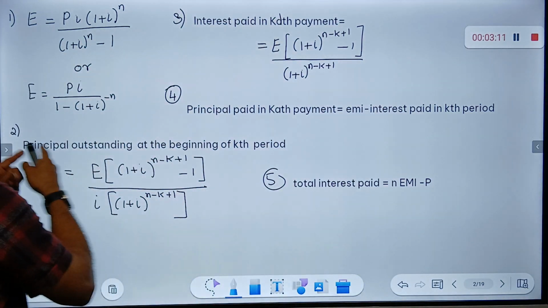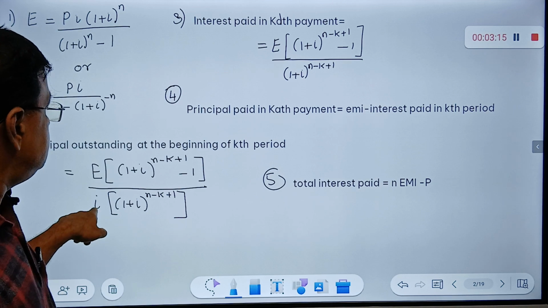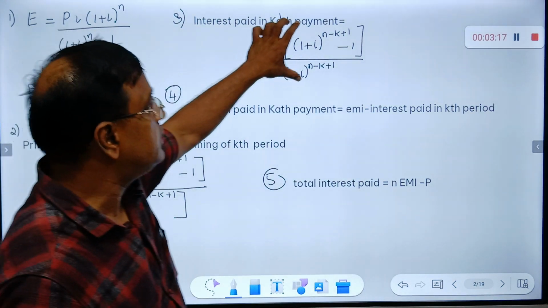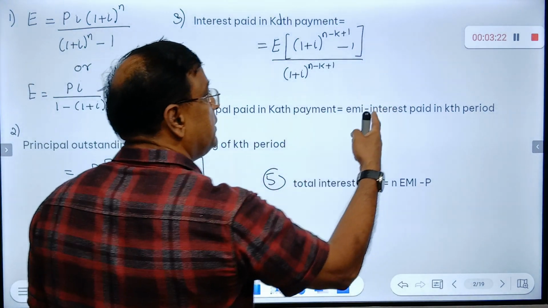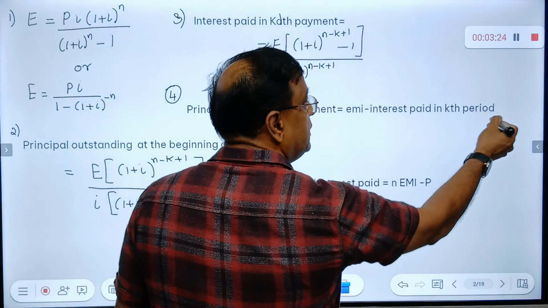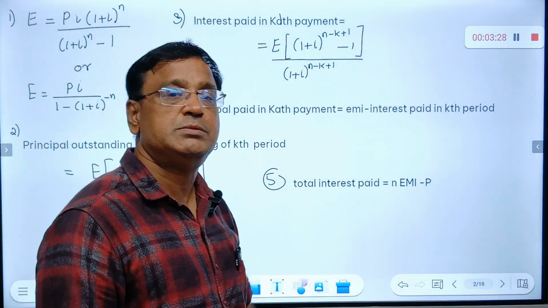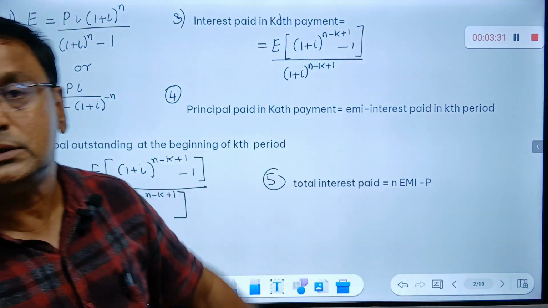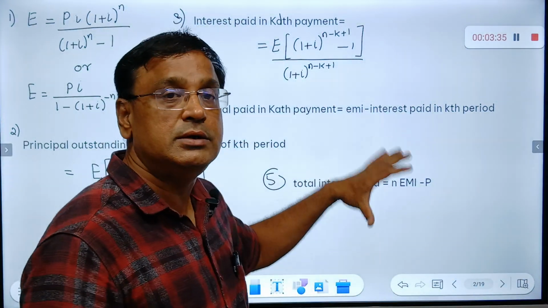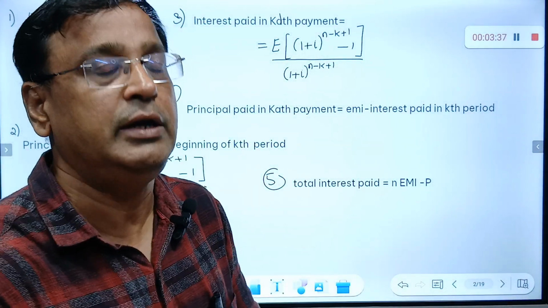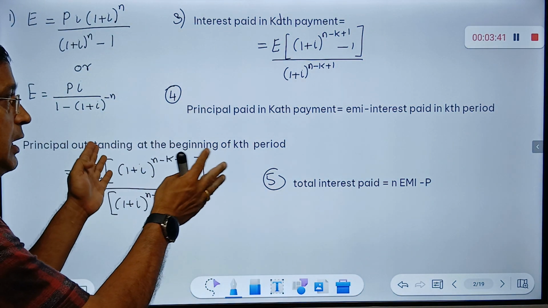is principal outstanding into I. Okay, so this I gets cancelled, and you get this. Clear? And the principal paid in the kth period will be EMI minus interest paid in the kth period. And the total interest paid is N into EMI minus P. I have just written down the formulas. I have discussed in detail how these formulas work in the previous video. Please have a look at it in case you have a doubt. This is just for reference.